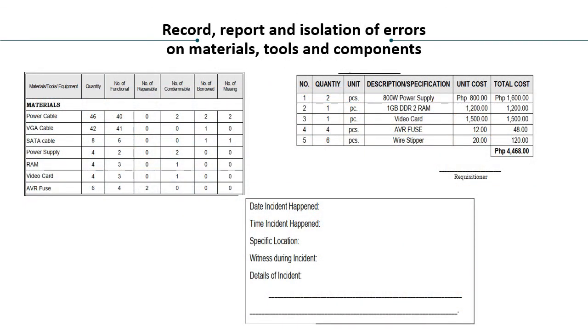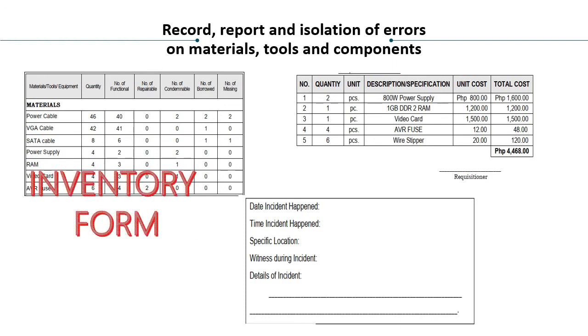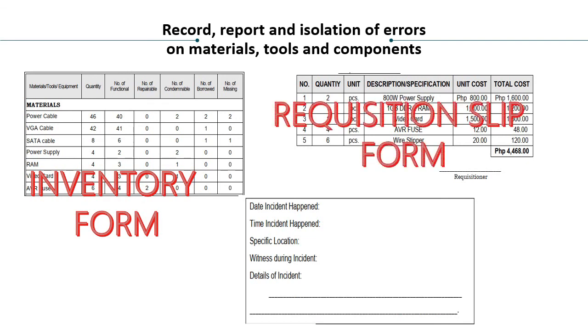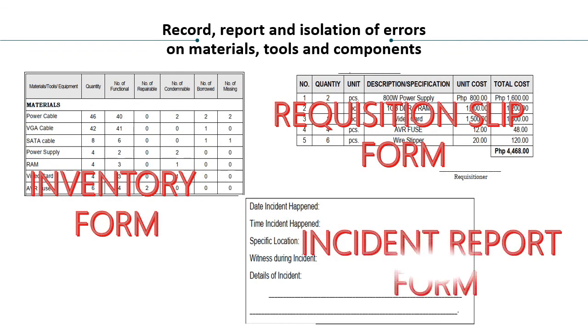Now to our Lesson 2, record, report, and isolation of errors on materials, tools, and components. So we have here different forms: the inventory form, requisition slip form, and incident report form. Let us discuss each of them.